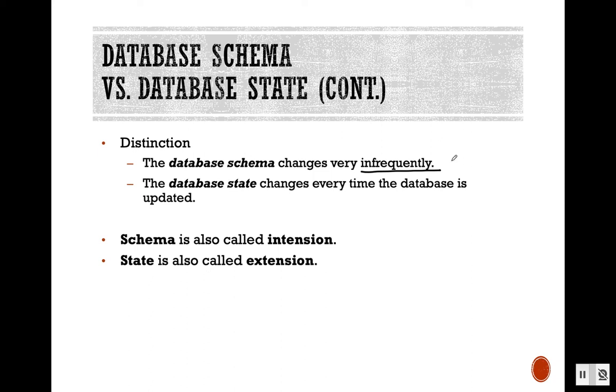Now, database state means we insert some initially loaded data, or whenever we update the database, it creates a new state of the database. The database state can change every time the database is updated. All right. So the schema is known as intension and the state is known as extension.